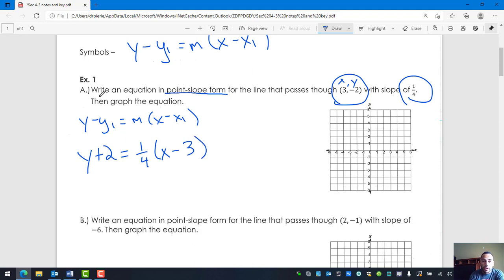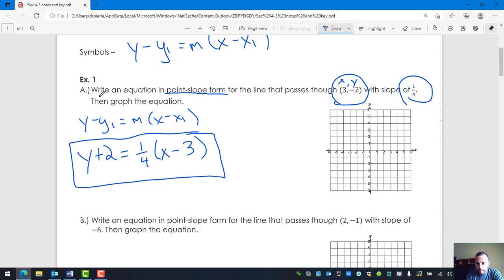Okay? After you have your equation in this format, if it's asking for it in point slope form, you are done. You don't have to do anything else. This is the equation of a line in point slope form. It looks super ugly, but it's completely legal. It follows the format y minus y1 is equal to m times x minus x1. Okay, so now we're just going to graph this.